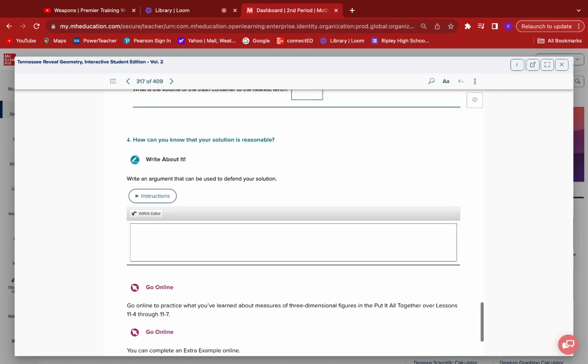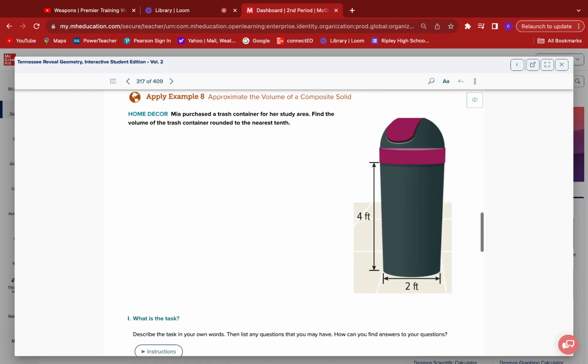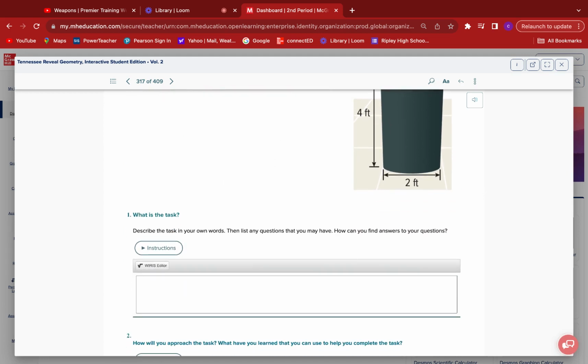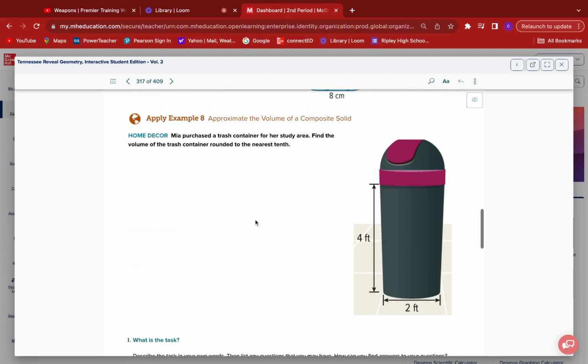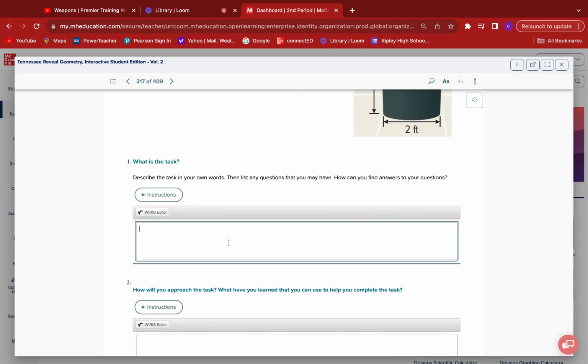Okay, what do they actually want me to find? Well, you know what? I'm getting ahead of myself. It says find the volume. Oh, yeah, they want me to round to the nearest tenth. Okay, here we go. Describe the task in your own words, then list any questions you might have. Well, first I'm going to find the volume of this cylinder, and the formula is pi r squared h. Find the volume of a cylinder and the volume of a hemisphere.